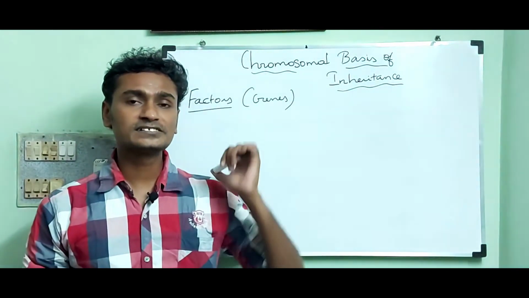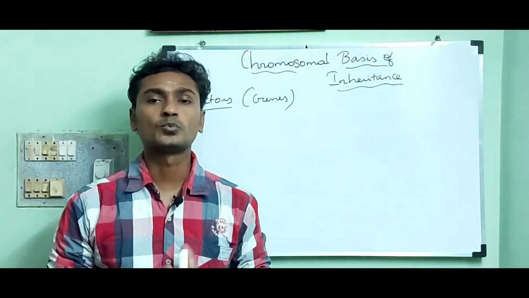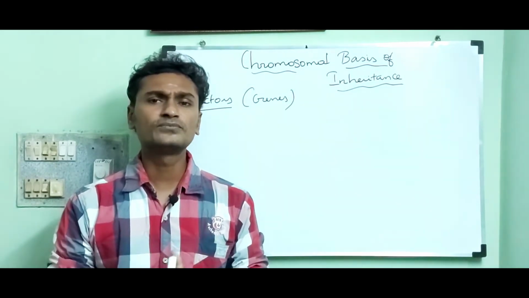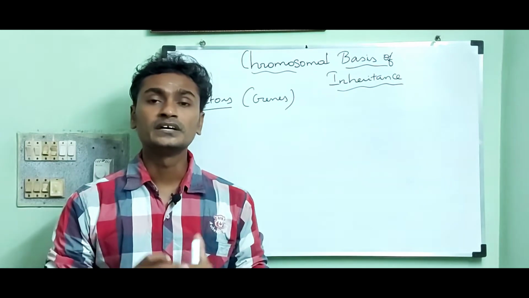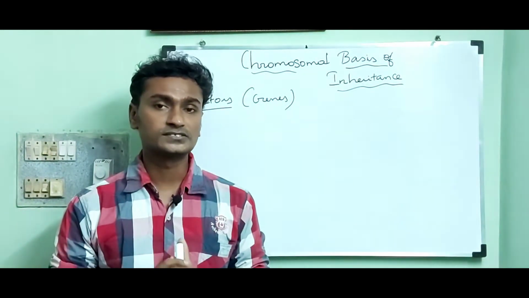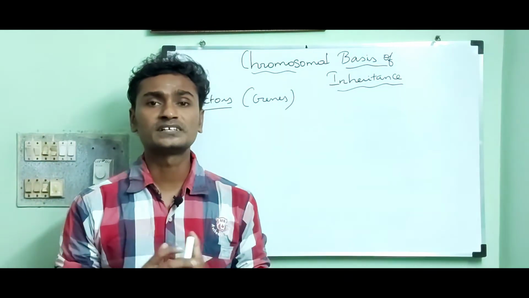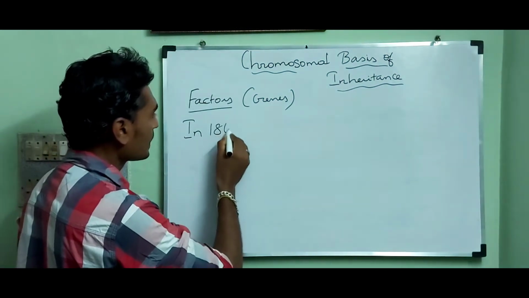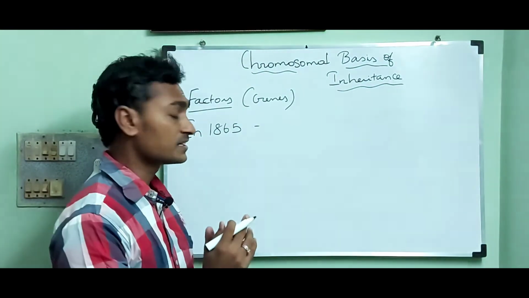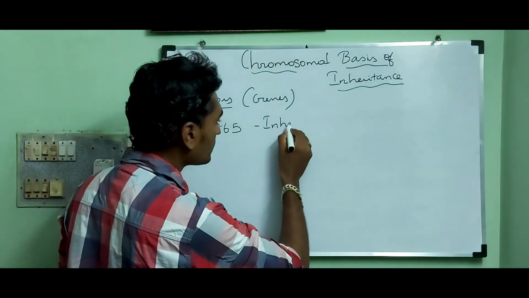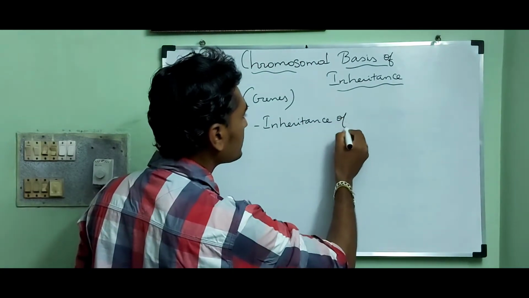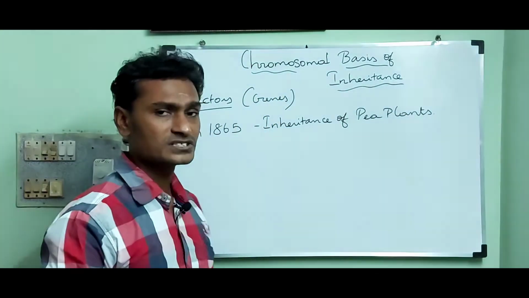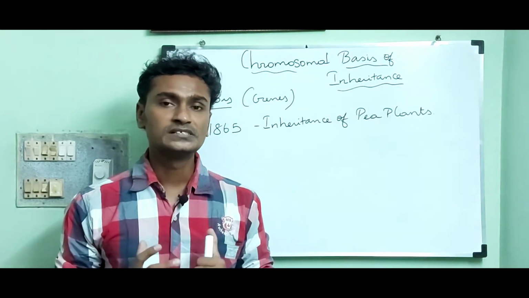According to Mendel, the factors are responsible for the transmission of characters from one generation to another generation, and he published his research work on inheritance of well-defined characters of pea plant in 1865 in the Proceedings of Bern Natural Science Society, but it was unrecognized for several years due to several reasons.